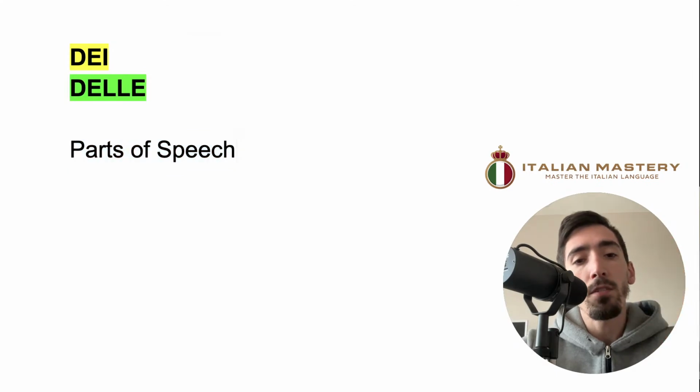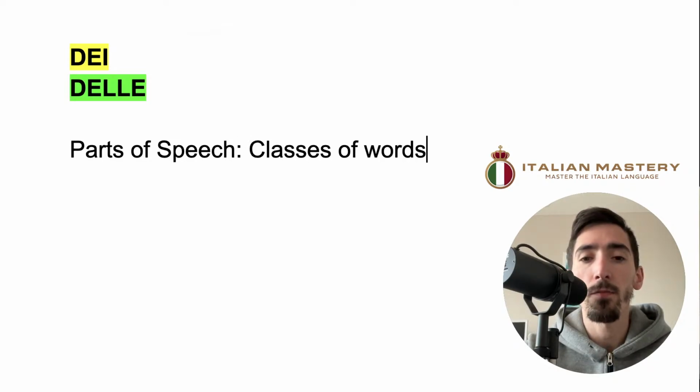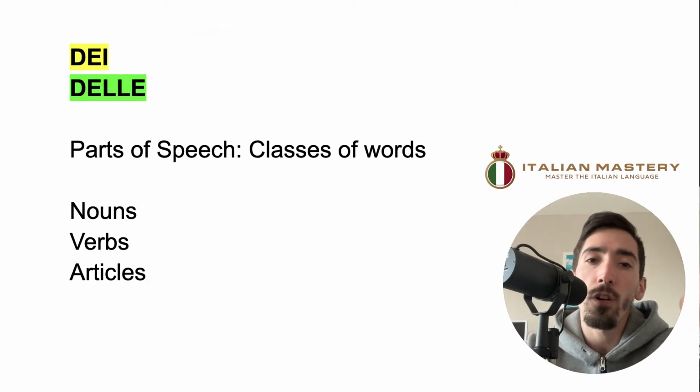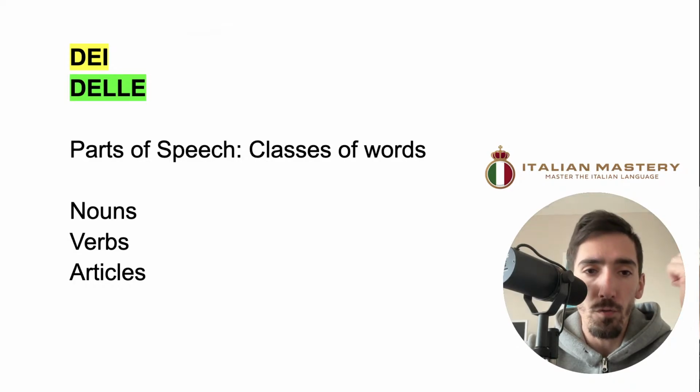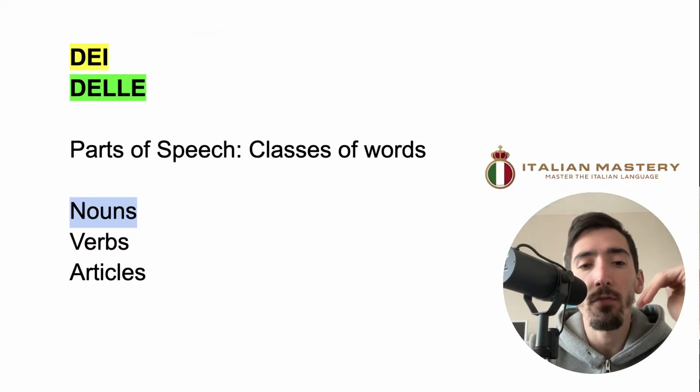But parts of speech is mainly interested in separating words based on classes of words. So we have nouns, we have verbs, and we have articles. We also have many more, but let's not list them all out. Let's just focus on the fact that articles is what we wish to cover today. Now, each class of words has a specific function.